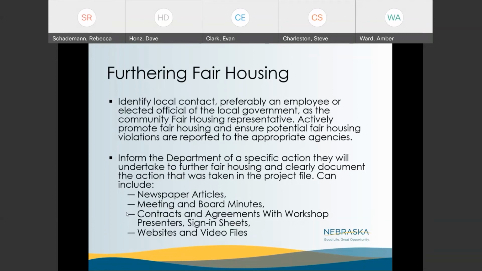You also need to inform the department of a specific action that you'll undertake to further fair housing and clearly document that the action was taken in the project in your files. And this can include newspaper articles, meeting and board minutes, contracts and agreements with workshop presenters, sign-in sheets, websites, and video files. Next slide.